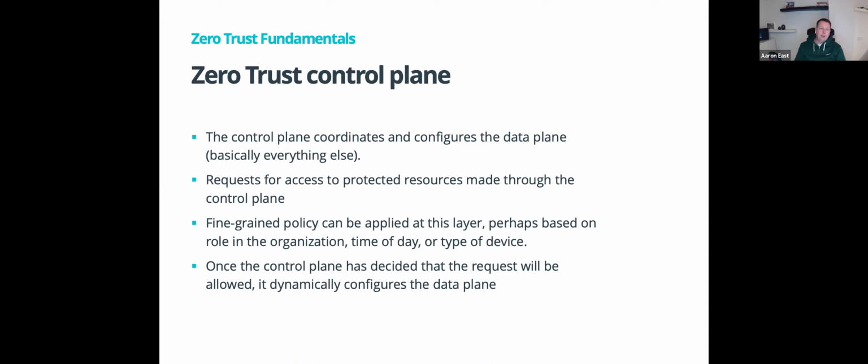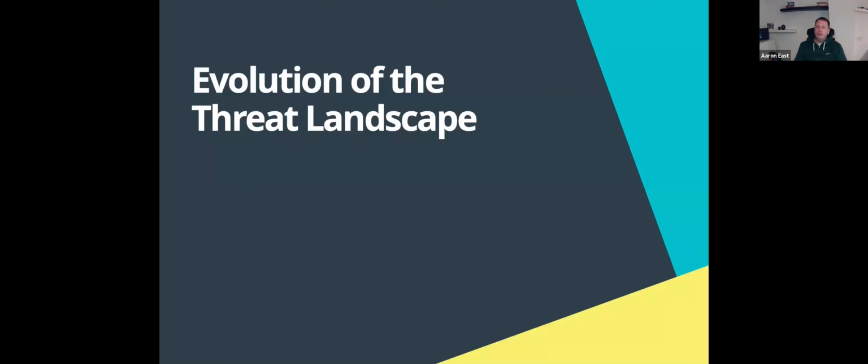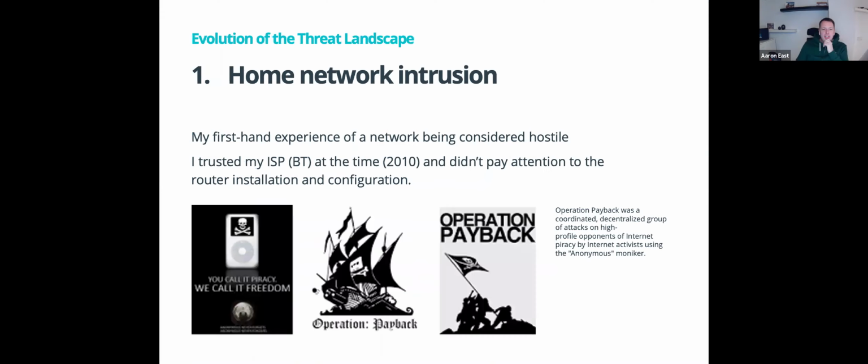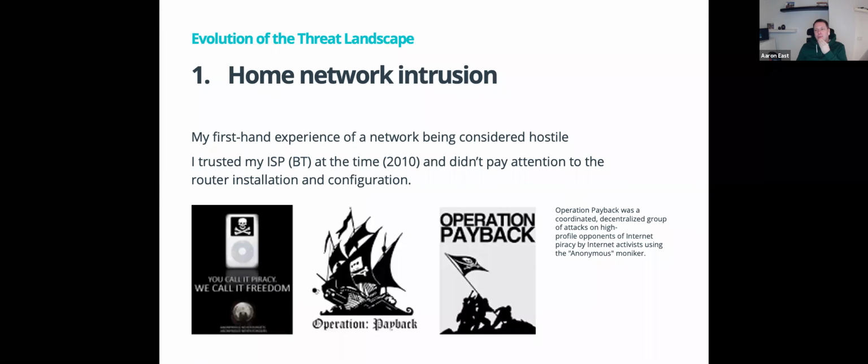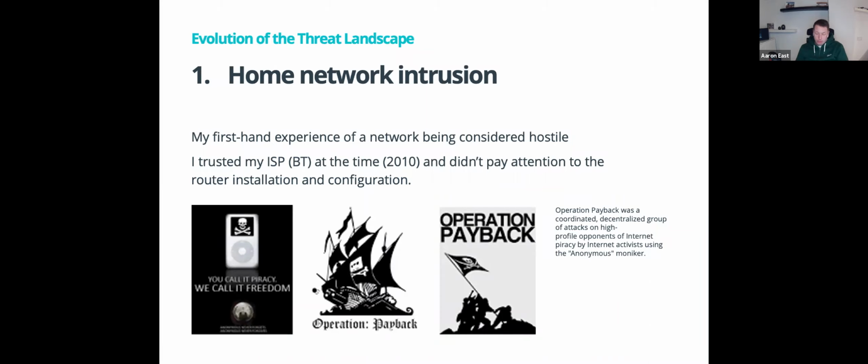So, moving on. The evolution of the landscape. I actually wanted to just throw this in here because it's my first experience of zero trust, really. Now, that term wasn't coined then, because this is a number of years back, a good part of a decade now. It is actually a decade. Yeah, so this was kind of my first experience of having an intruder, right? And I remember I basically moved outside of London for a little while.